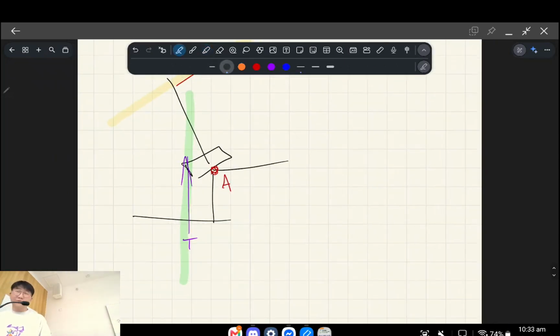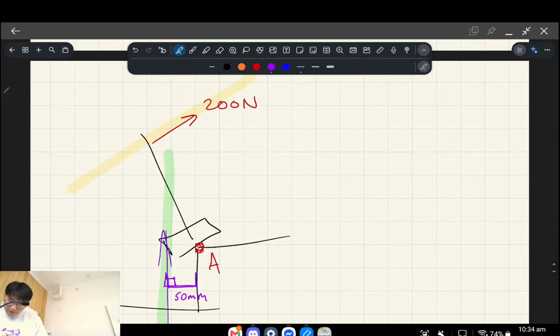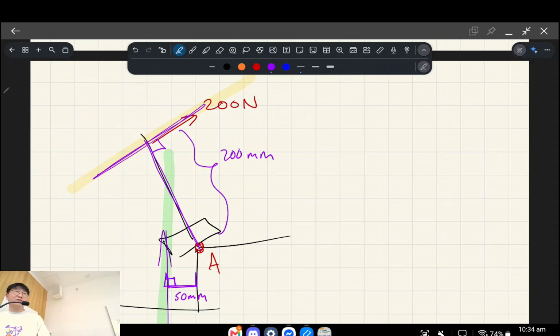All that matters when you're working out the lever arms is the perpendicular distance to those lines of action. Okay, so what do I mean by that? From A to T, it was 50 mil, because that's the perpendicular distance. I'll draw a right angle. But from A to 200, that's the perpendicular distance, and that distance was 200 mil. Is that kind of what you're asking, or a little bit different?